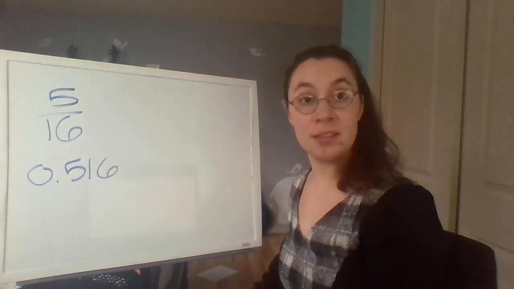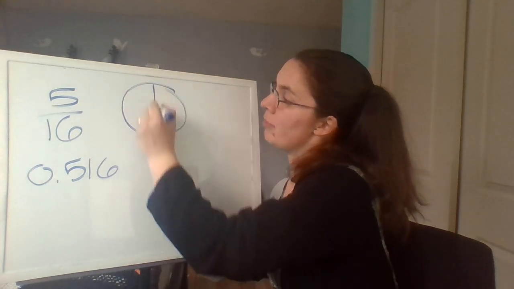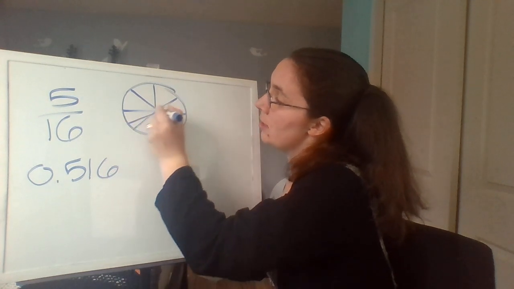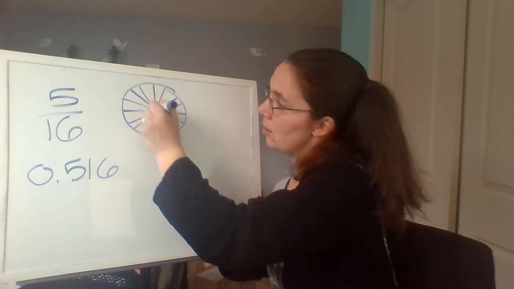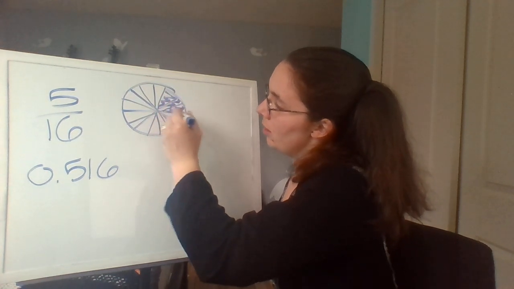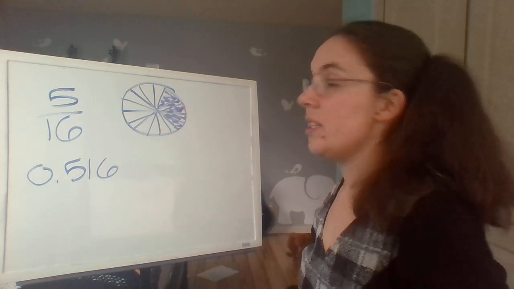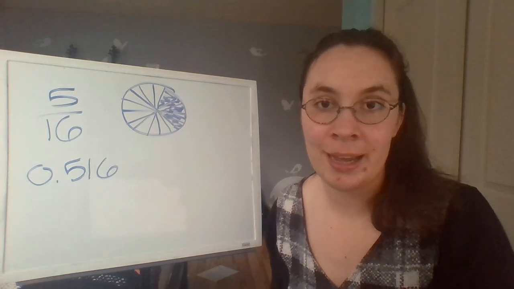Let's look at 5/16. So 16ths are twice as small as 8ths, so let's build 8ths. Draw 8ths, 16ths. I want 5 of them. 1, 2, 3, 4, 5. And one thing you'll notice is that 5/16 is less than 1/2.